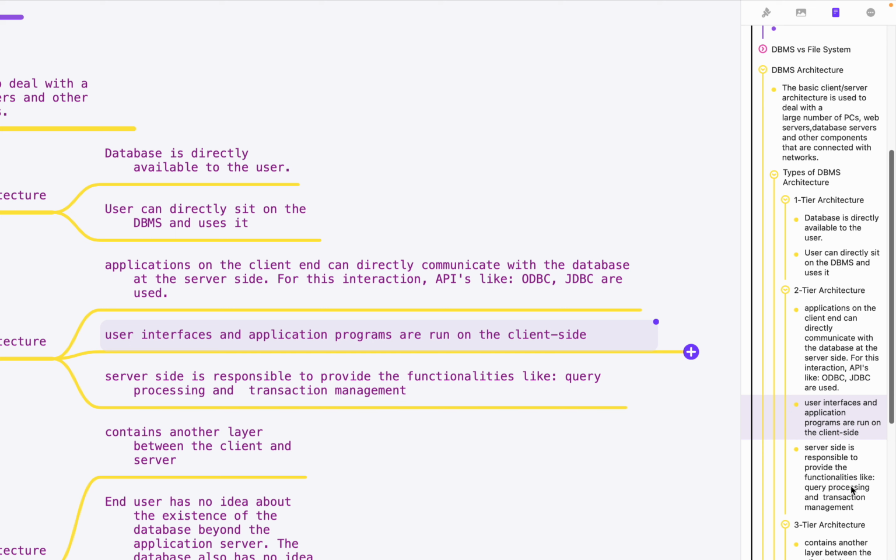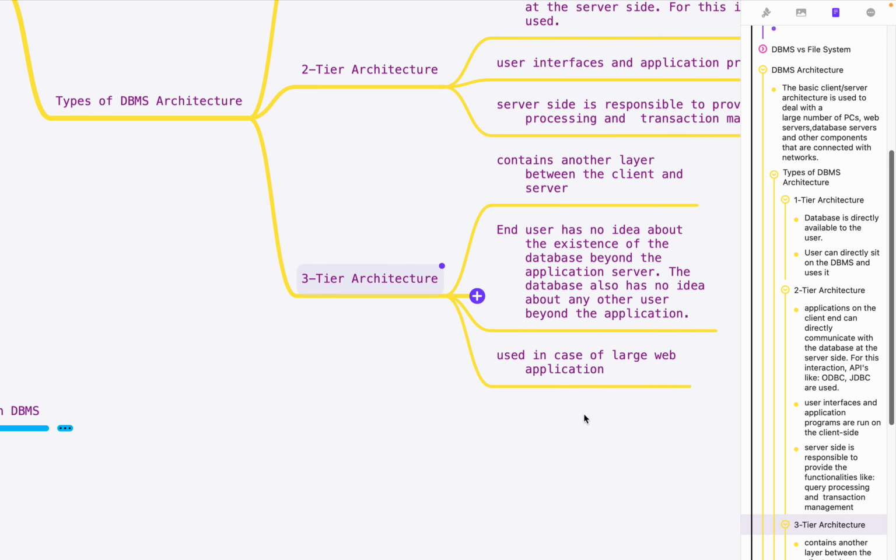Third, we have the three tier architecture. Here, there is an extra layer added. The client and server still communicate, but prior to this, the extra layer has been added for this type of architecture. The end user has no idea where the database actually resides, and the server side is not aware of which user it is serving. So there is no clarity about this.